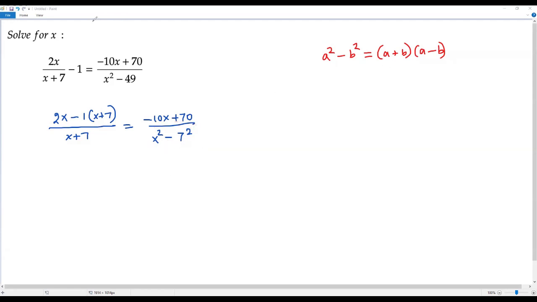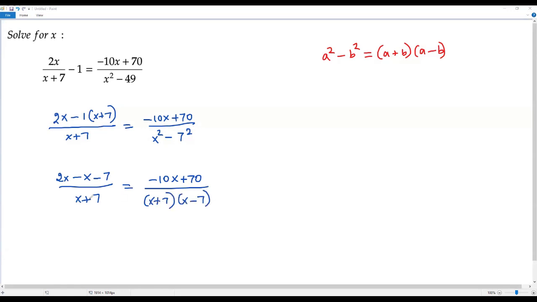Okay, let me continue the next step. Here we have 2x. Now I can distribute this -1 to x + 7. When I do so, I'm getting -x - 7 over x + 7 equals -10x + 70 over, and we can write the denominator in factor form, that is (x + 7)(x - 7).